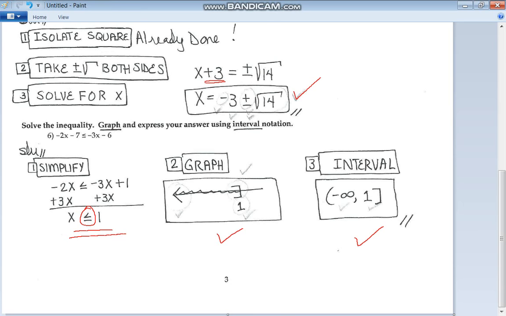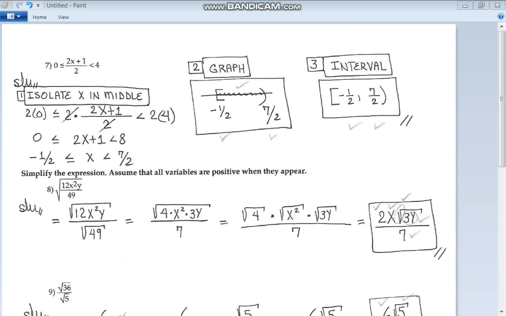We're going to move on to question number 7. Let me just move this. Number 7, we're going to solve 0 less than or equal to 2x plus 1 over 2 less than 4. It's called a compact inequality because it has 2 inequality signs on one line.